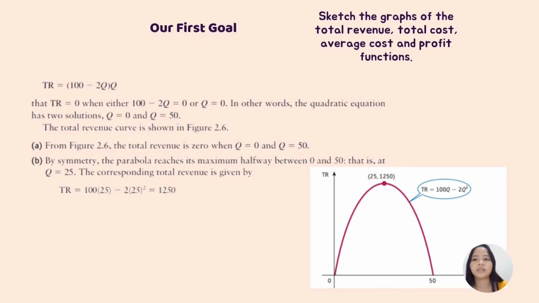Second question, answered by symmetry: the parabola reaches its maximum halfway between 0 and 50, that is, at Q is equal to 25.